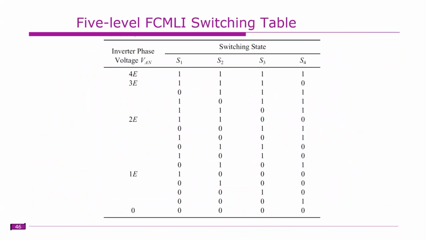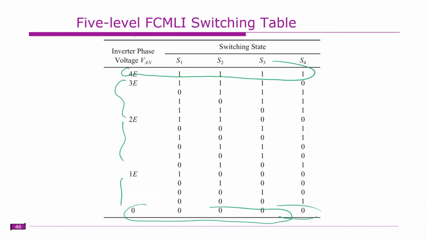This is the switching table for the flying capacitor. As we discussed, all four switches on, any three on, any two, any one, and here all the switches are off. We can observe that some switching redundancy is there in the flying capacitor. In the cascade H bridge also we have some switching redundancy. But in the diode clamped multi-level inverter topology there is no switching redundancy. You have only one possible way to obtain one particular level.